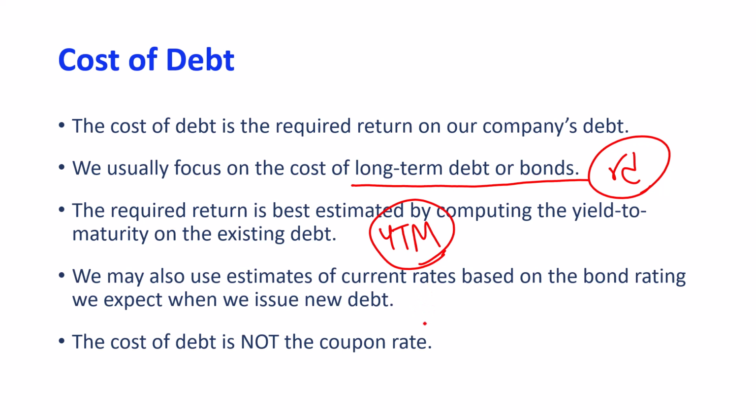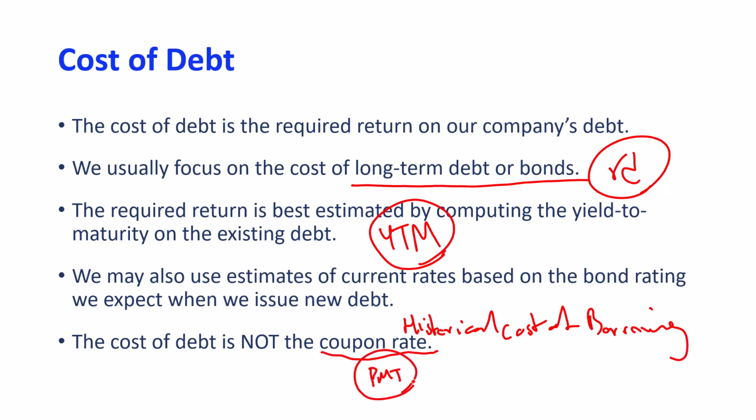But as I mentioned in the previous slide, the cost of debt is not the coupon rate. Coupon rate is the historical cost of borrowing. We never use coupon rate as our cost of borrowing. In our estimations, we use coupon rate to calculate the payment on the bond. That's it. Because the coupon rate determines the income that you receive from the bond. That's not a good estimate for the cost of debt today for the company. We use yield to maturity for that.